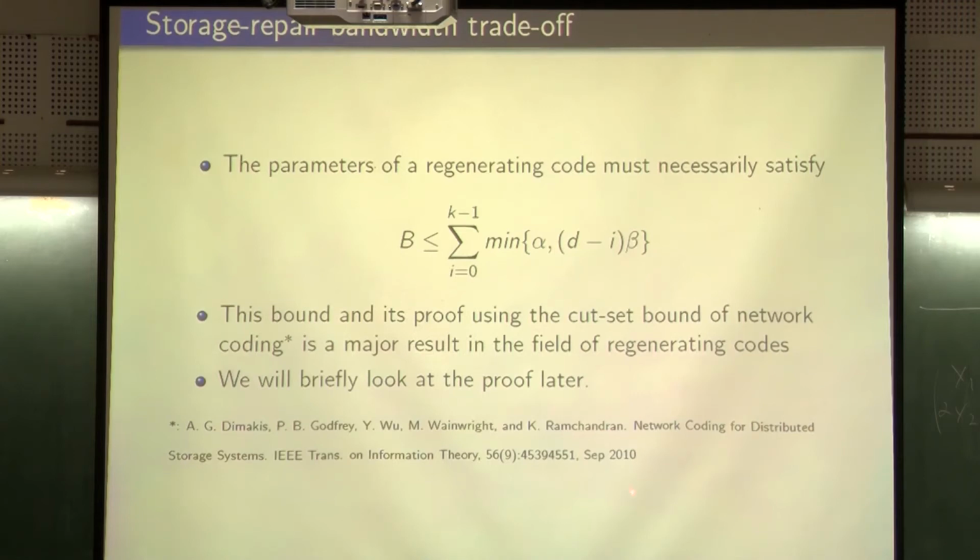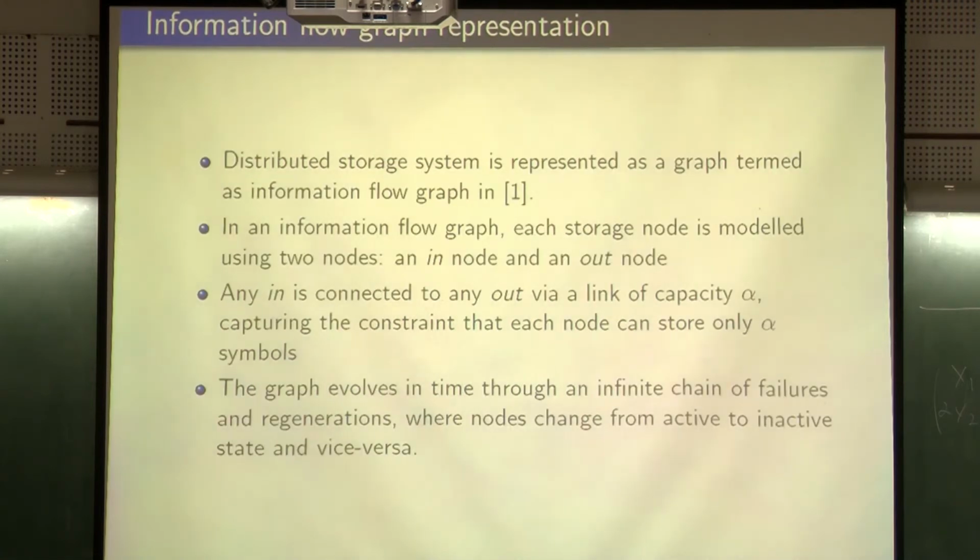This is the paper to read, and there is so much information in it. Let us look at the information flow graph representation. A distributed storage system is now represented as a graph termed an information flow graph. In the information flow graph, each storage node is modeled using two nodes: one is called the in node, the other the out node. Any in node to its out node has a link of capacity alpha, because that is the constraint in our system. Whenever some node fails, you need to recreate that node.